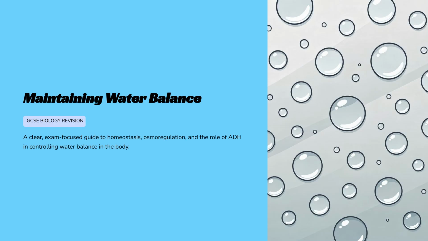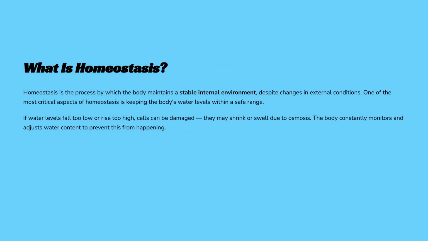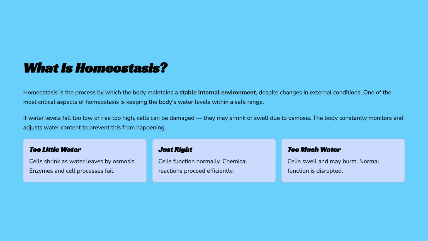This video will serve as a clear, exam-focused guide to maintaining water balance, covering homeostasis, osmoregulation, and the vital role of the antidiuretic hormone, or ADH. Homeostasis is how the body maintains a stable internal environment, a critical aspect of which is regulating water levels. Imbalances can damage cells via osmosis, causing them to shrink or swell. The body constantly monitors and adjusts water content to prevent this.